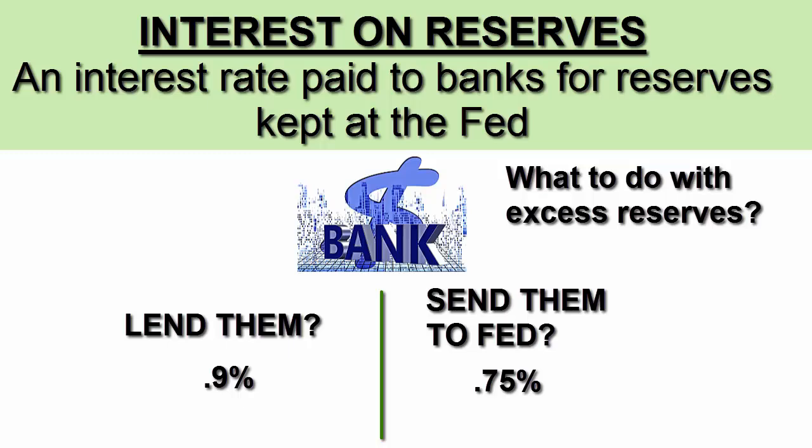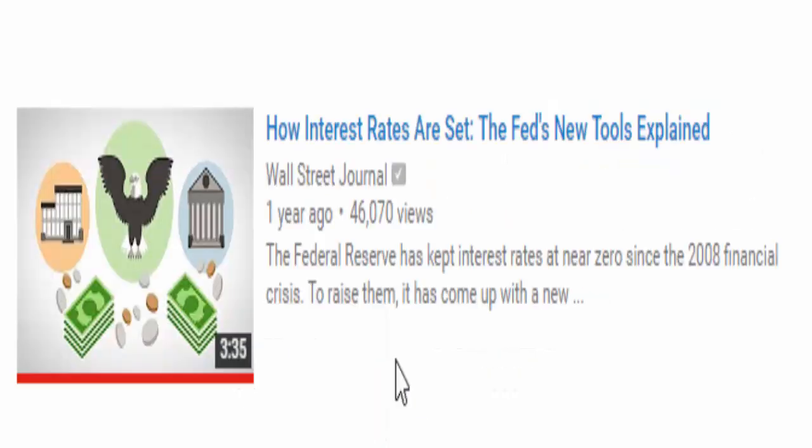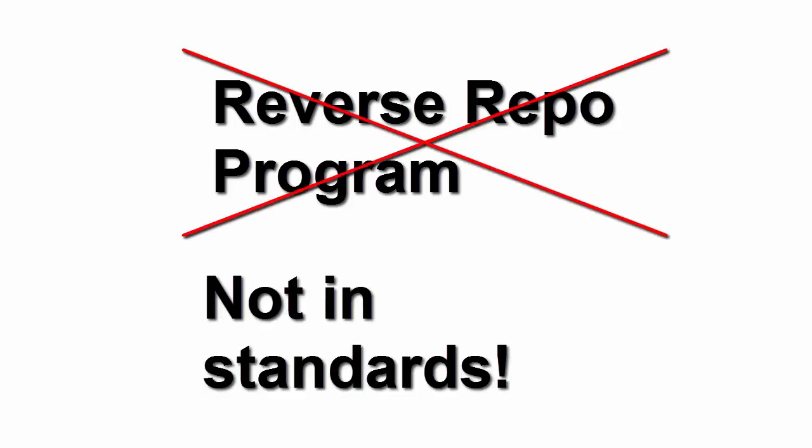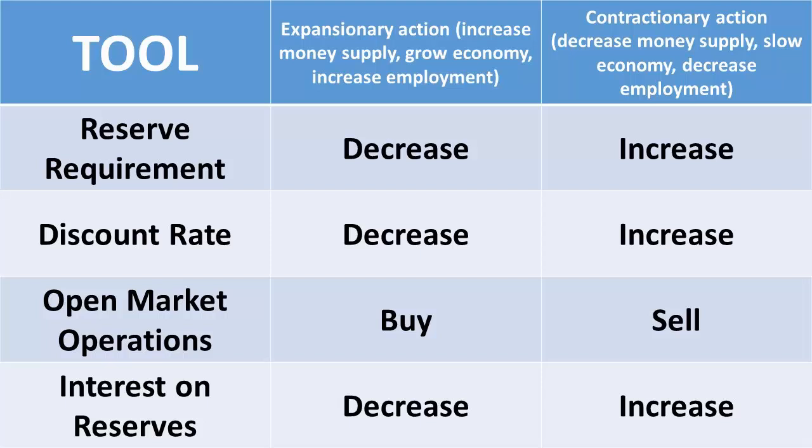For more on this fairly complicated topic, go to YouTube and search for a video called How Interest Rates Are Set, the Fed's New Tools Explained by the Wall Street Journal. Its screen capture should look like this. One note about the Wall Street Journal video. The end of the video goes into something called the reverse repo program, which is not in the standards. So use your discretion in whether or not you want to show it to your students, but it's beneficial for teachers to see. To summarize, here is a chart that shows each of the 4 tools and how they affect economic growth.